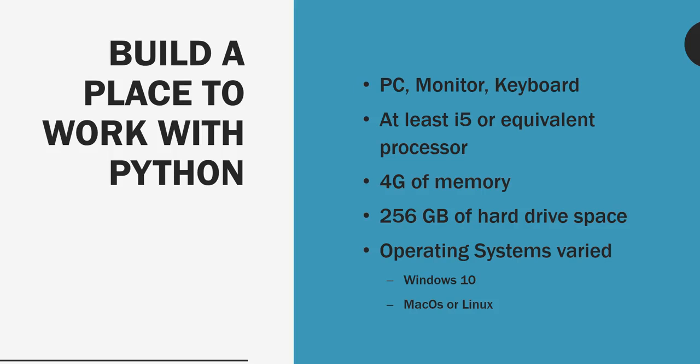How to build a place to work with Python. What you're going to need to be able to work with Python is so easy. The only thing you need is a PC or monitor and a keyboard. At least I would recommend that you have an i5 or equivalent processor, as sometimes the programs might require a lot of memory because you're going to be using Python, which is a free program that you're going to download from python.org. It will be good if you have 4 gigs of memory and 256 gigabytes of hard drive space. When we install the operating systems, I'm going to be going through the instructions for both the Windows system and also the Mac OS or Linux system. However, I will be mainly using Windows 10 on my system.